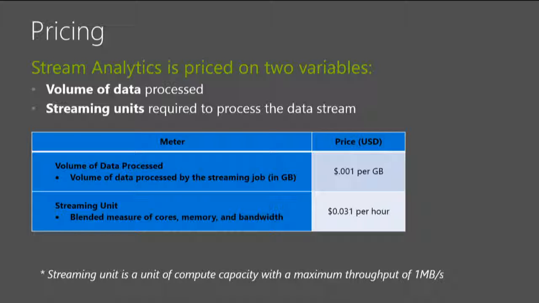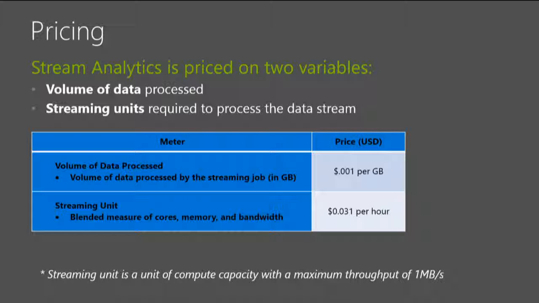So how we price is based on 2 concepts. One is volume of data processed, and the other thing is streaming unit. A streaming unit is the amount of processing power that I am going to give a particular job. A job is basically the logic that I'm running on the streaming data.